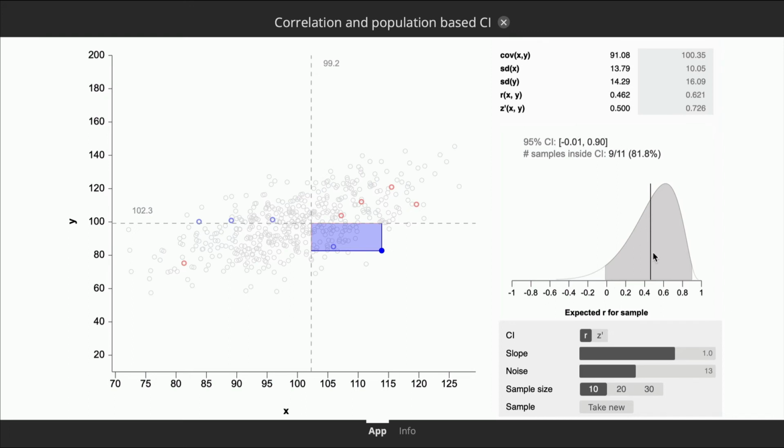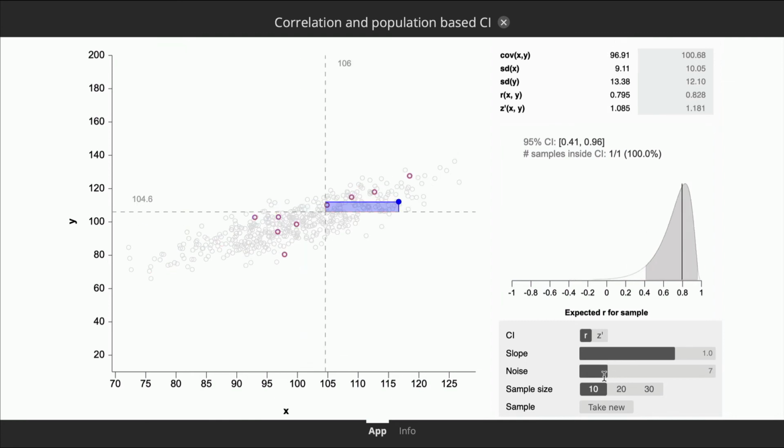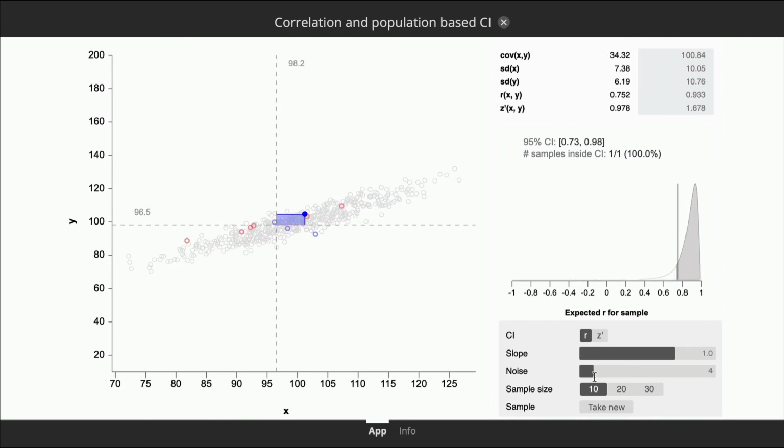Why such a big variation? Because noise is large. You can see the noise is pretty large here. I can change the noise, and then you can see how it influences the confidence interval, right? So now the confidence interval is much more narrow. So if you have a noise of 4, for example, in this case, you can see a very good linear trend. Then the correlation will vary between 0.75 to 0.98, although the true correlation is 0.933 in this case. I mean the population correlation.